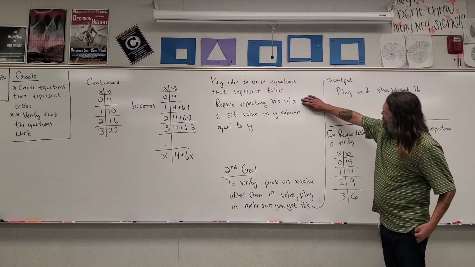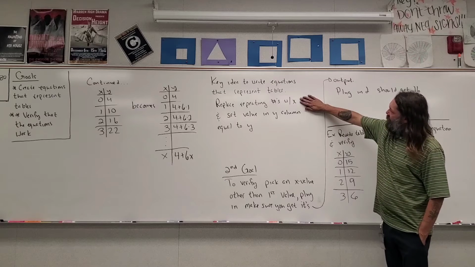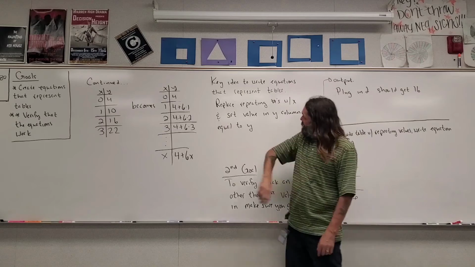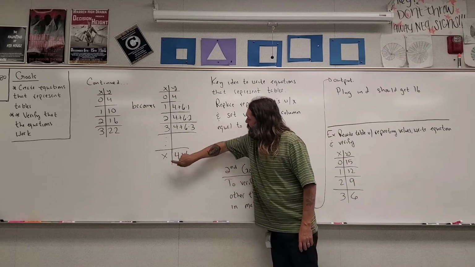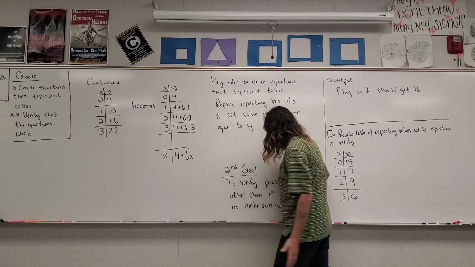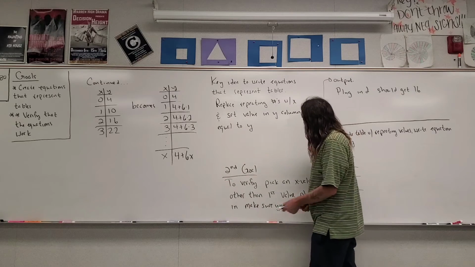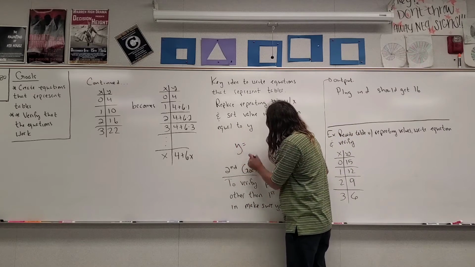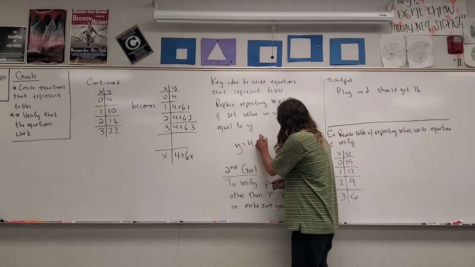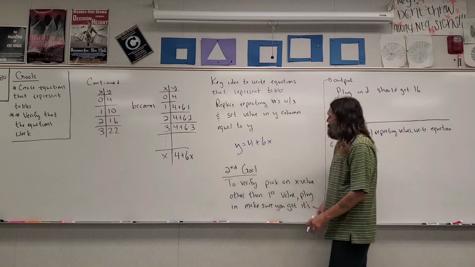We're going to replace the repeating numbers with the x and set that value in the y column equal to y. So here I already replaced my repeating values with x. This is my value in the y column, and all I have to do is set that equal to y, and I've written my equation. So my equation that represents this table is going to be y equals 4 plus 6x.